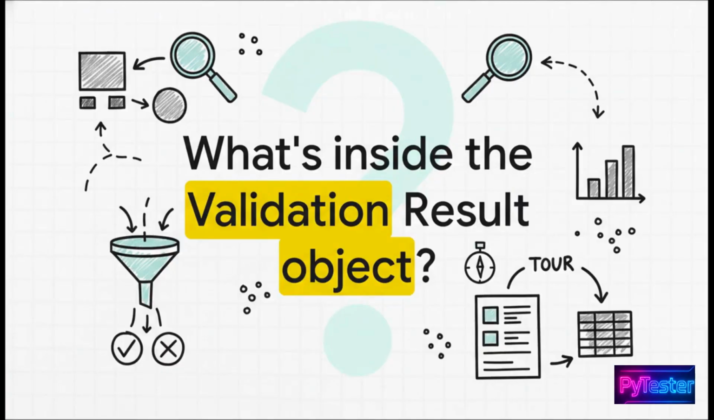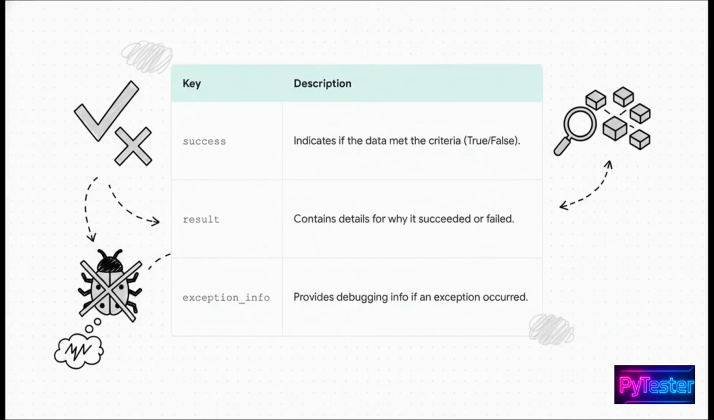So when you get these results back, what are you actually looking at? Let's pop the hood and take a quick guided tour of the most important pieces of information inside. At the highest level, you're looking for three main things. First, there's the success key. It's a simple true or false. Did everything pass? Easy. Then you've got the result key. This is a dictionary that holds all the nitty-gritty details for every single expectation you ran. And finally, there's exception info, which is your best friend for debugging if the code itself crashed for some reason.